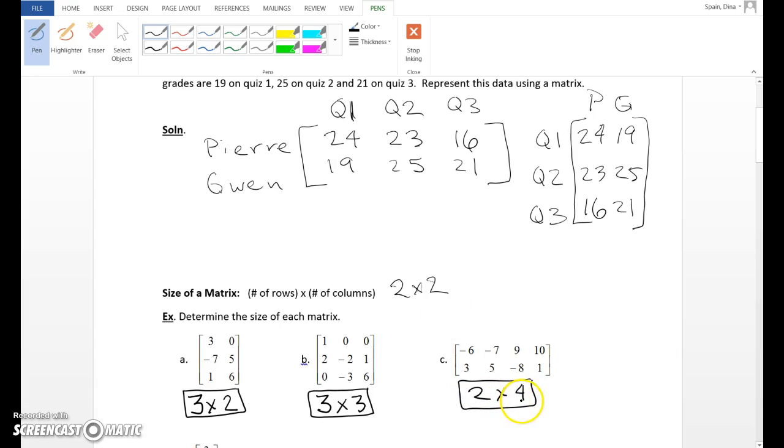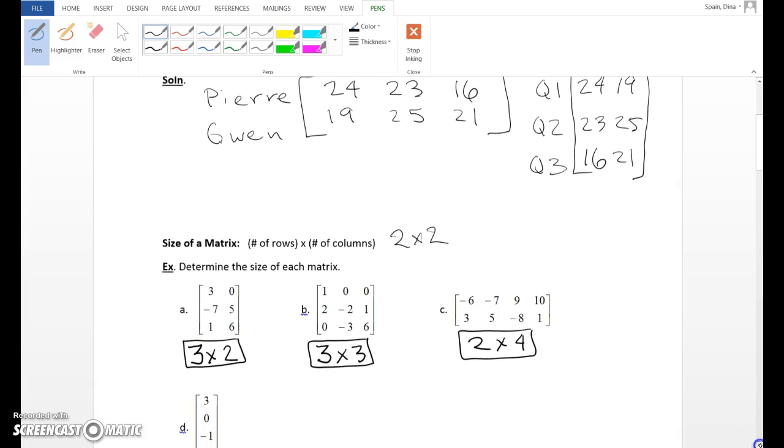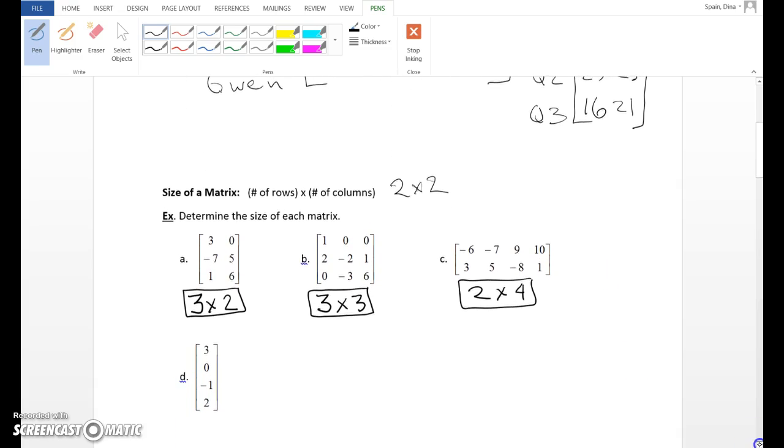Notice that a 2 by 4 is completely different than 4 by 2. The first number is always the number of rows there are. The second one is the number of columns. Columns go up and down, the rows go sideways.